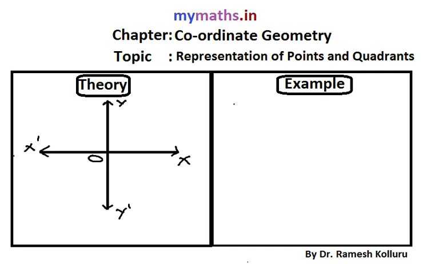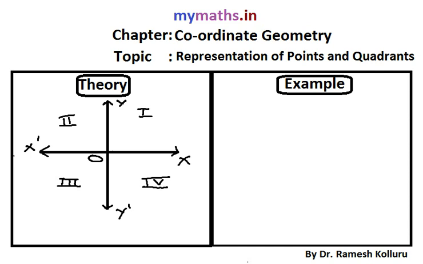Now this is our first quadrant, and we call this the second quadrant, and this part we call the third quadrant, and this part we call the fourth quadrant. So quadrant means four parts. Quadra means four. So the whole system is divided into four parts. Here the representation is given as first part, second part, third part, and fourth part.